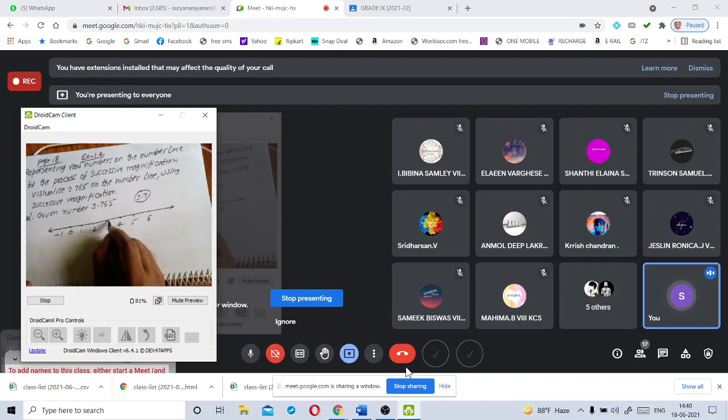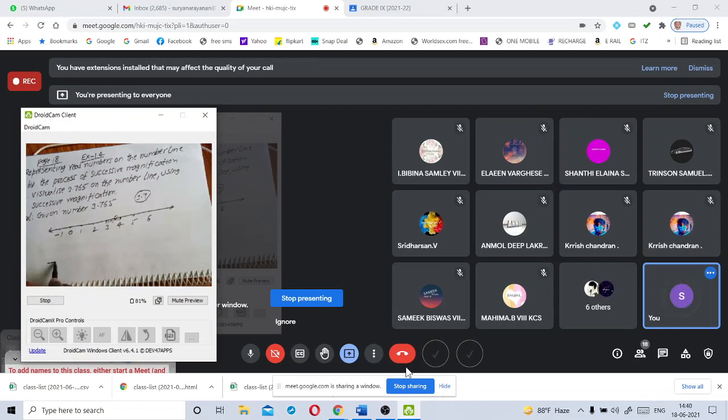We divide this space between 3 and 4 into 10 equal parts. Yes or no? Do you remember that one, on the scale, on the ruler also? 1, 2, 3, 4, 5, 6, 7, 8, 9 and 4. Between 3 and 4, this 3.7 lies. Yes or no? 3.7.